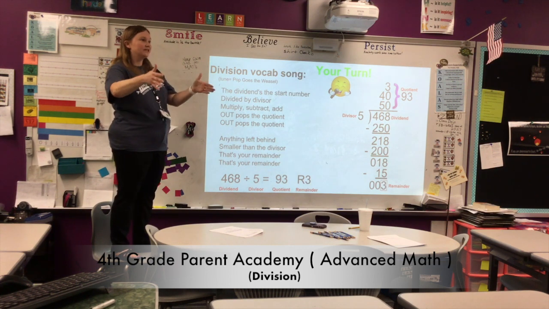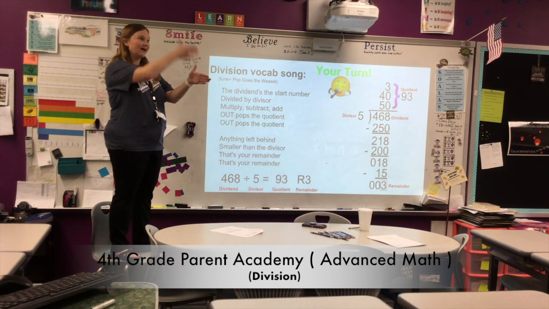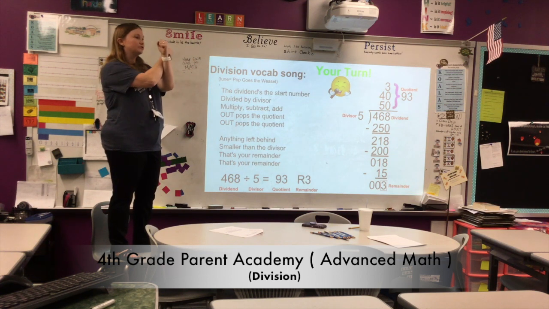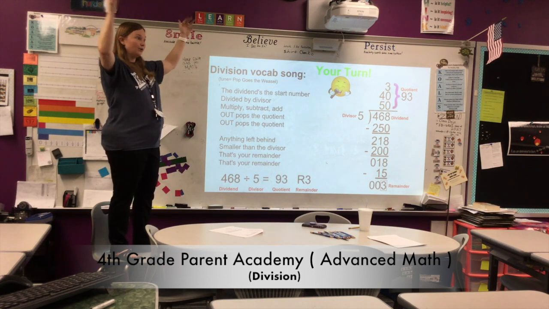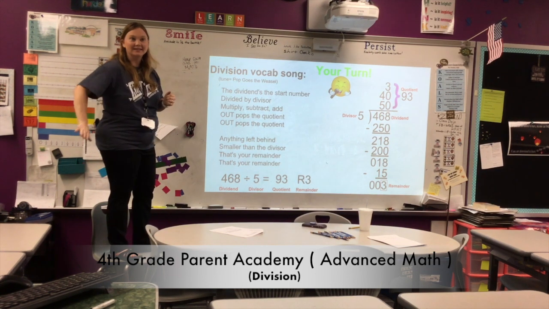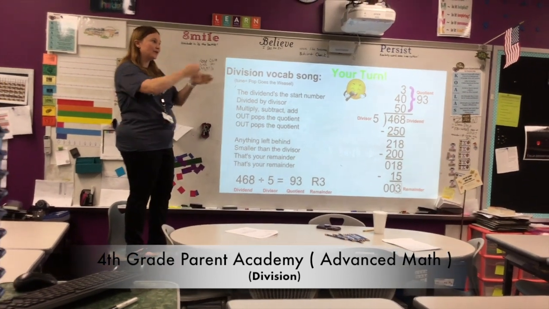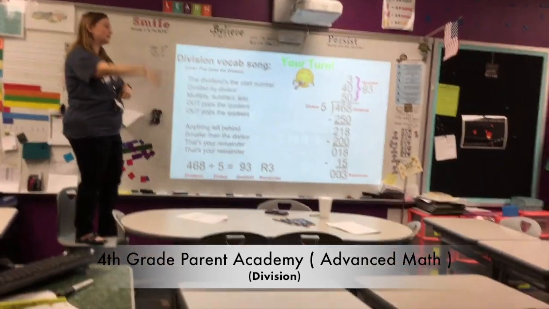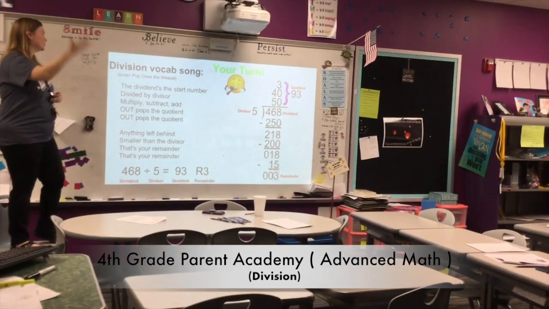The dividend's the start number, divided by divisor, multiply, subtract, add, out pops the quotient, out pops the quotient. Anything left behind smaller than your divisor, that's the remainder, that's the remainder.